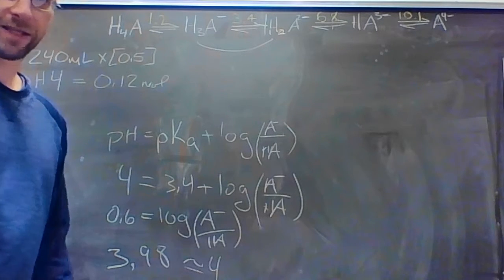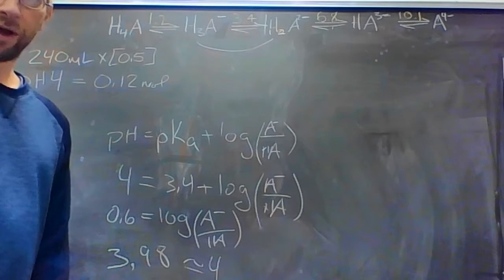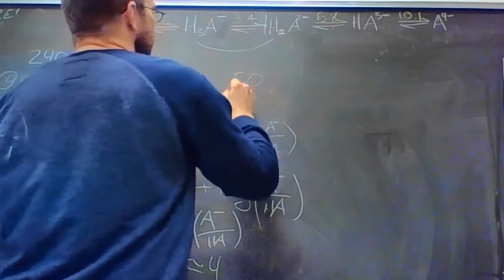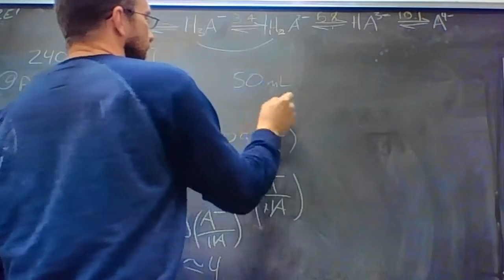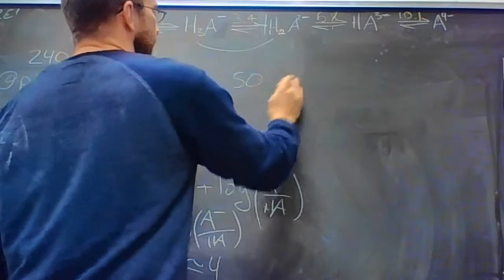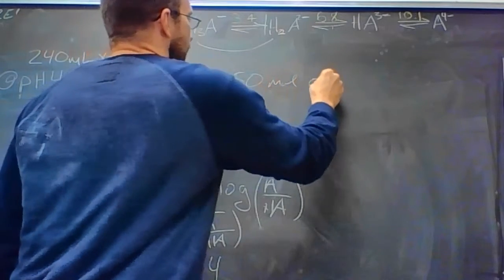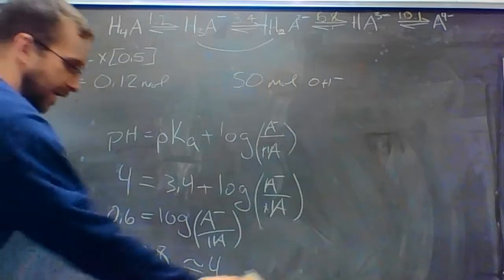The problem then asks us to add 50 milliliters of 1 molar hydroxide. 50 milliliters of 1 molar means that we have 50 millimoles of hydroxide to add into our equation. I'm going to turn it over to Mike for the second part of our problem.